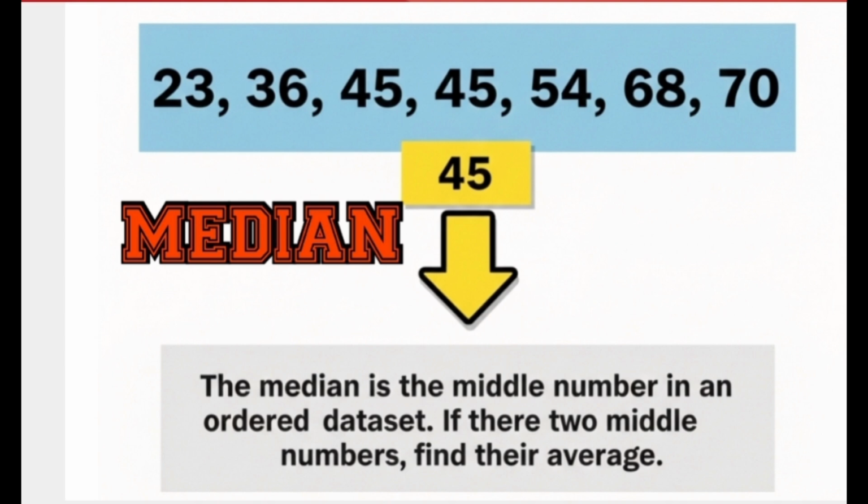So Mr. Nkosi counted. First 23. Second 36. Third 45. Fourth 45. Fifth 54. Sixth 68. Seventh 70. He pointed at the 4th number and said, "Here is your median, 45. This is the number right in the middle of the data set. Median equals 45."